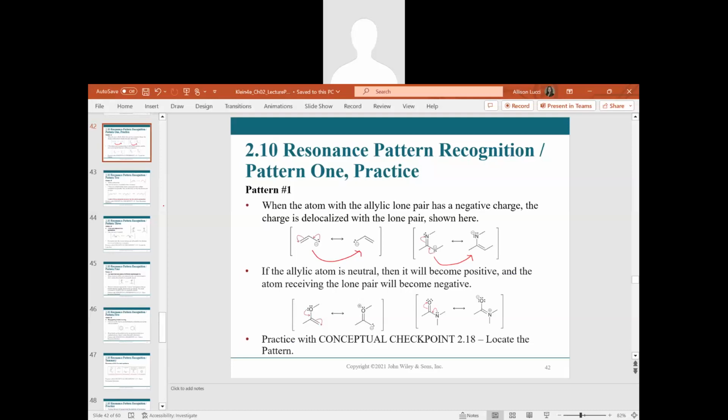If an allylic atom was neutral, it would become positive, and then whatever atom receives the lone pair, that will become negative. So if we have neutral over here, right, we end up with a positive and negative charge. So charge is retained, if you will. We have 0, and then +1 and -1 are net 0 in the products after the second resonance structure here.